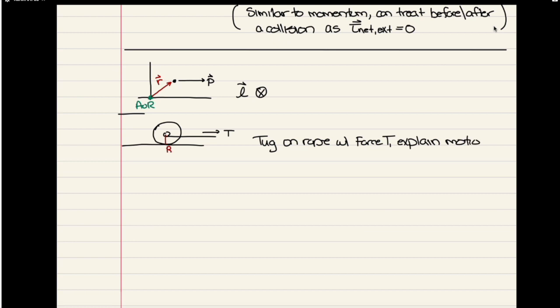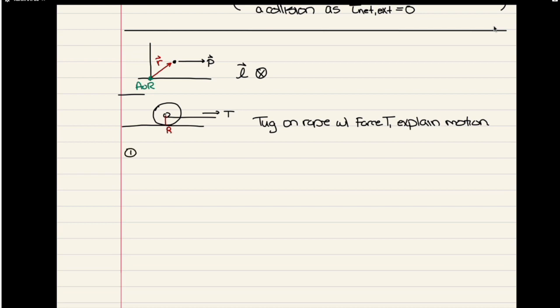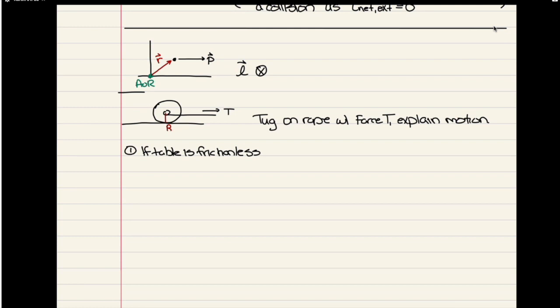Explain the motion of what's going on. Now in this case, it depends. One example I might say is that if the table is frictionless, then there is only one force that is torquing the system.